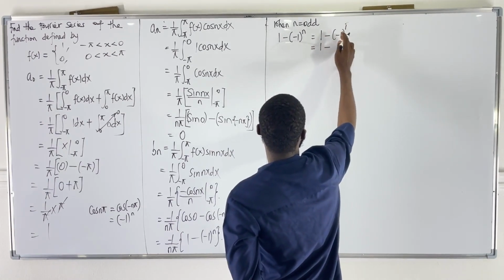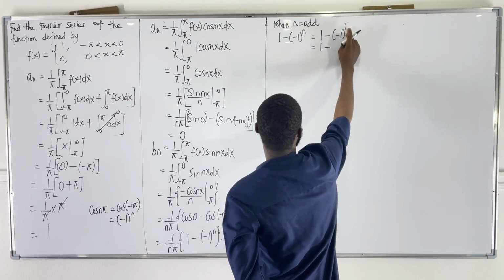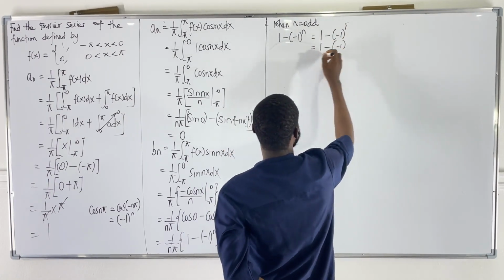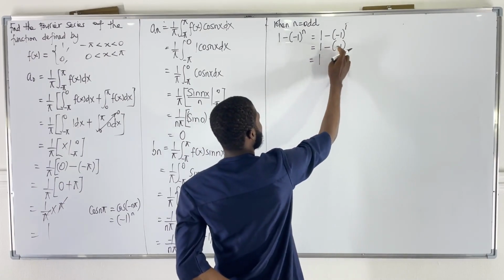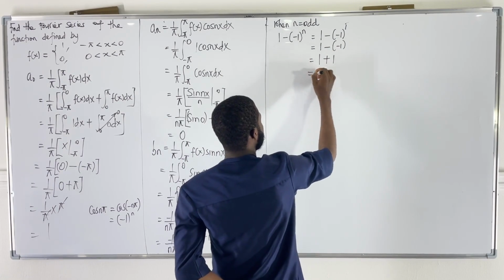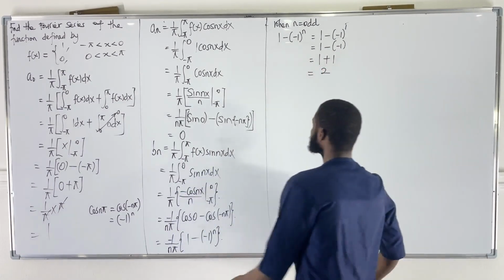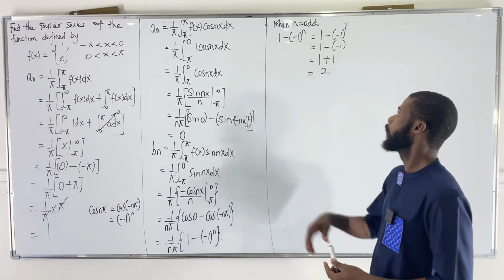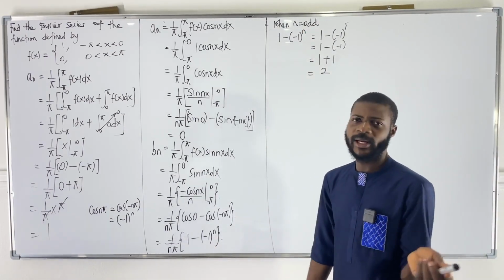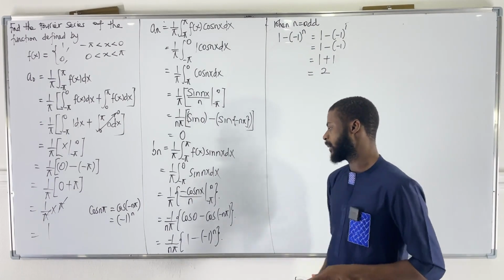So this is 1 minus minus 1 to the power of 1. Anything to the power of 1 is that same thing, so this is minus 1. So this is 1 minus minus, which is plus, and the answer for that will be 2. So as you can see, when n is odd, this bracket will always be 2, no matter the odd number you pick.